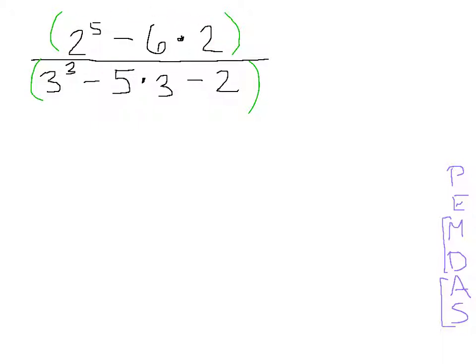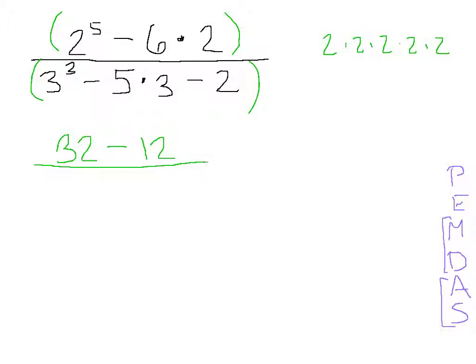Then come exponents. 2 to the 5th power gives us 32. I know this because 2 times 2 times 2 times 2 times 2 is 32. Minus, and if you want, you can do some things in more than one step. For instance, I'm going to subtract this multiplication problem because multiplication comes first. And that turns out to be 12.